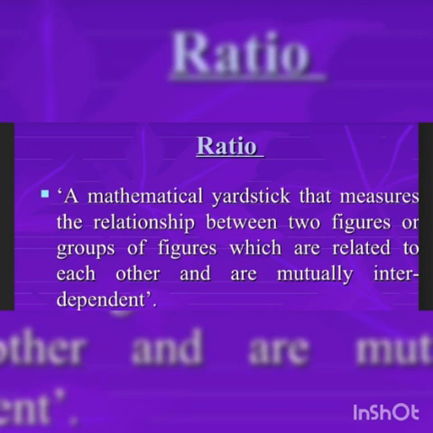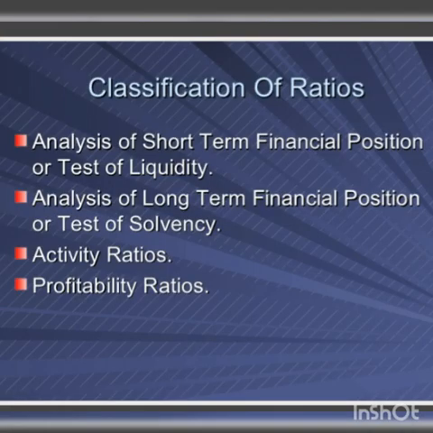Now we are going to study different types of ratios. Ratios can be classified on the basis of traditional basis and functional basis. Under functional basis, ratios are calculated based on the purpose for which the ratio is computed. The different types of ratios under functional classification are liquidity ratios, solvency ratios, activity or turnover ratios or efficiency ratios, and profitability ratios.